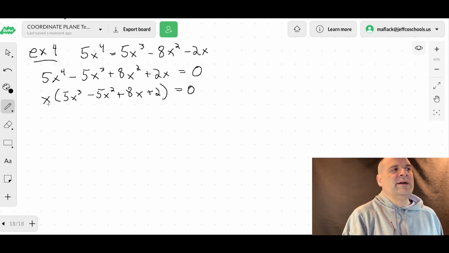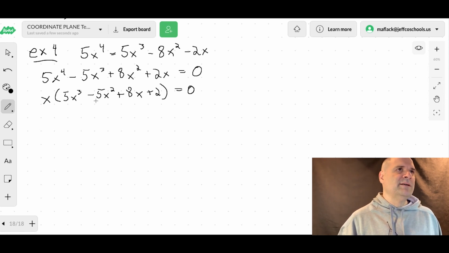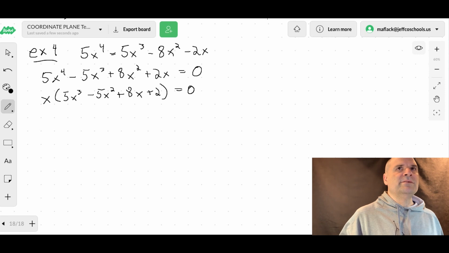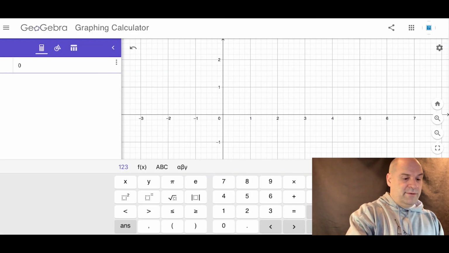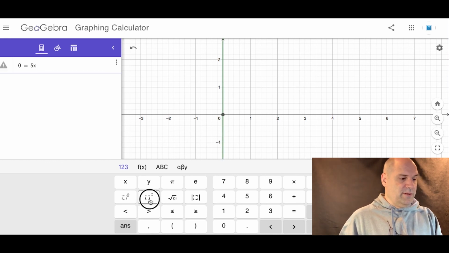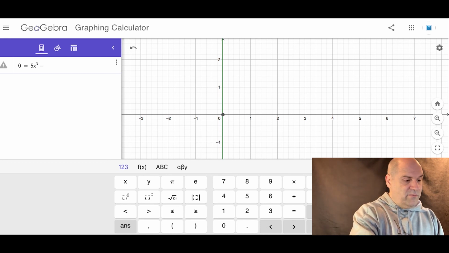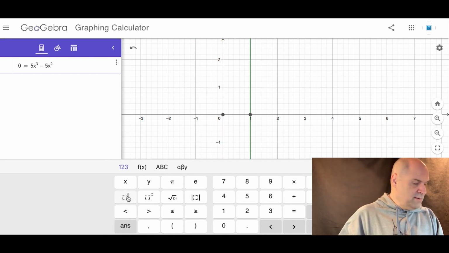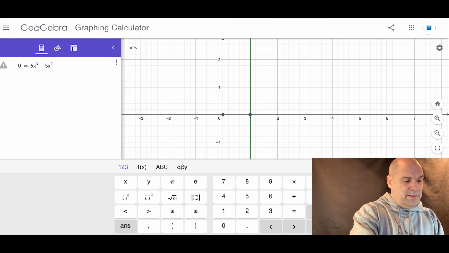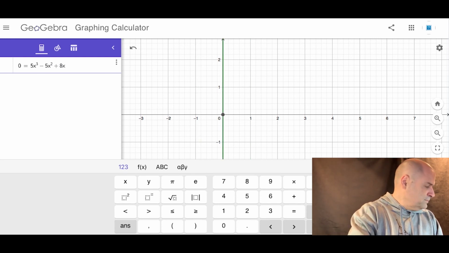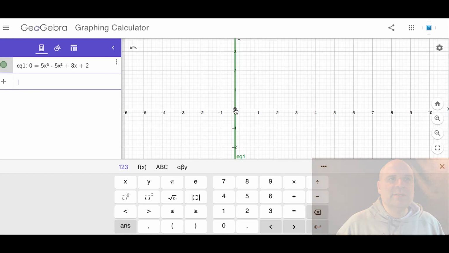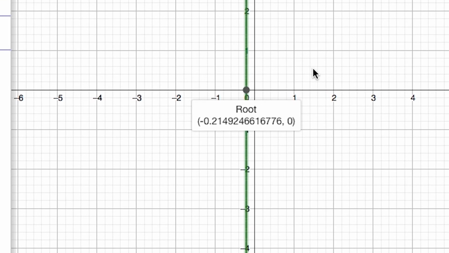Okay, so we have one of our factors, that's going to be 0, but we want to know what will make this 0. So we're going to graph that again so we can get our solution. Okay, so come over to your graph calculator. 0 equals 5x to the 3rd minus 5x squared plus 8x plus 2. So let's click on that, and our solution is negative 0.21492466167776. Don't write all that out.